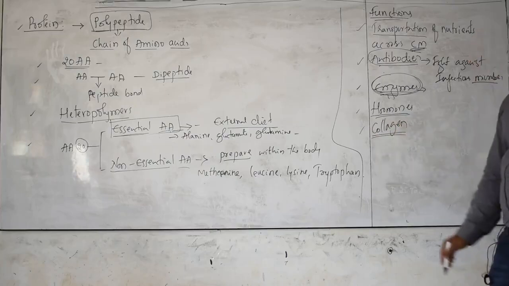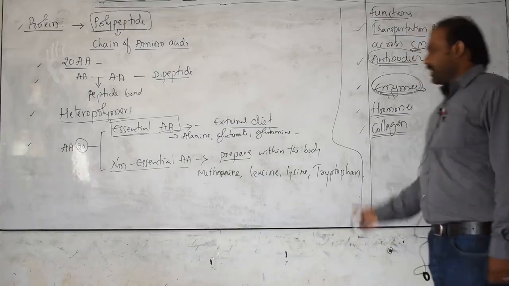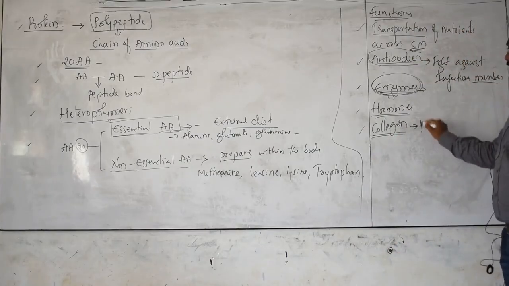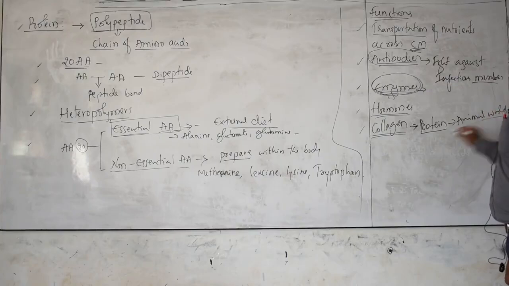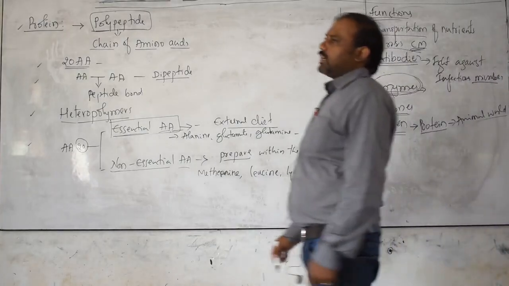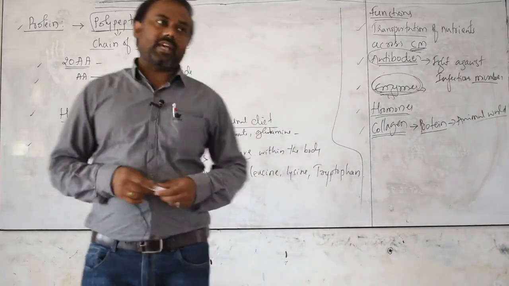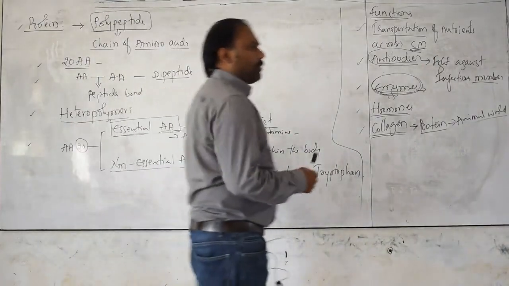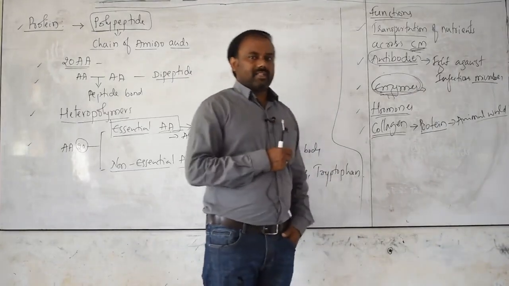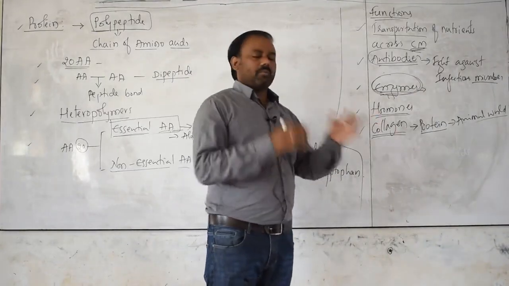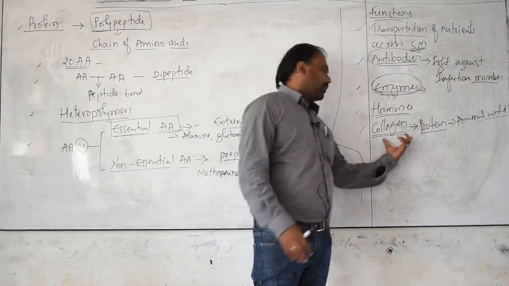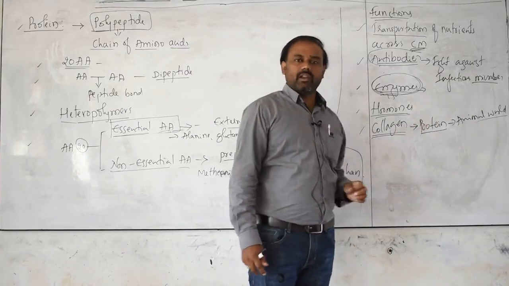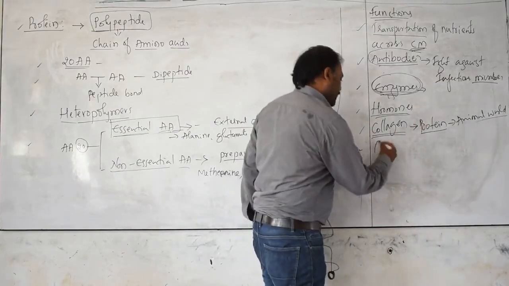And also most important is collagen. As you know, collagen and elastin are different proteins. Collagen is the most important protein in the animal world. Whatever animal you take, that animal is made up of collagen. Collagen is present in the body muscles. Collagen is the most abundant protein; the highest amount of protein present in the animal body is collagen. Do remember.